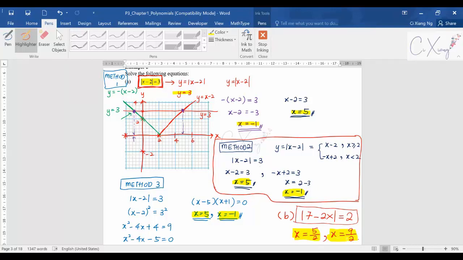Then for this video, we'll stop here. In the next video, we are going to continue with example 1C, the second pattern of the question.